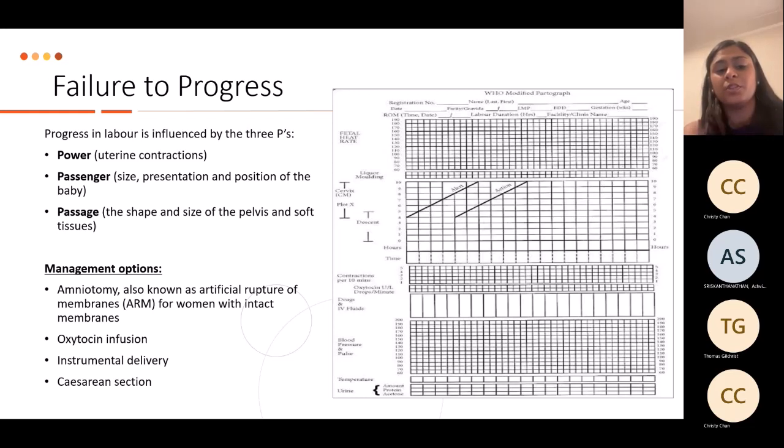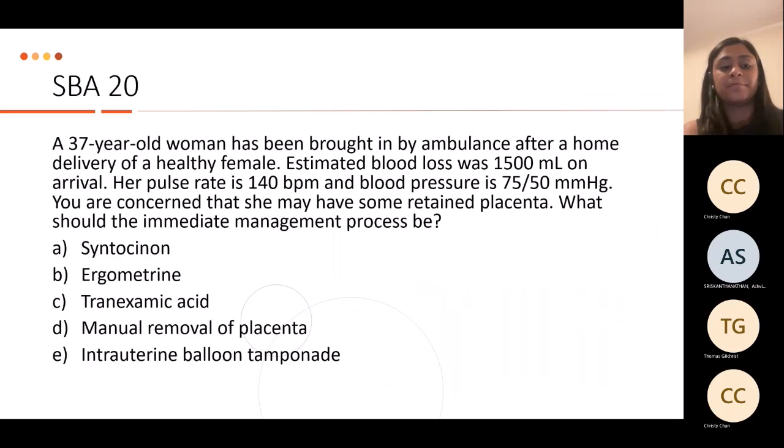The management options are ARM for women with intact membranes. If their membranes are no longer intact, then an oxytocin infusion would have been the best option. And obviously instrumental deliveries and caesarean sections, we really only start talking about when these don't work. Right. Next question.